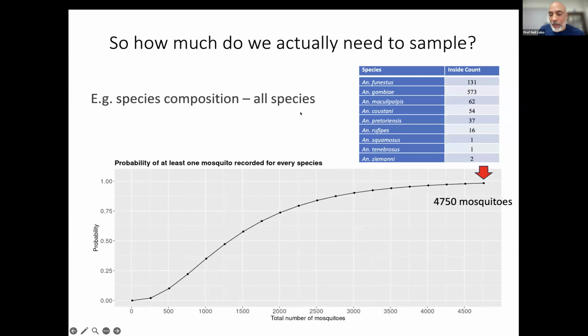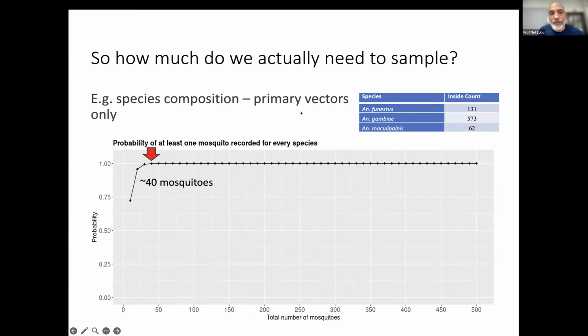However, if my question changes to, are my primary vectors there? To collect at least one of the primary vectors, which are Anopheles gambiae and Anopheles maculipalpis, we need to collect about 40 mosquitoes. This should give us good enough data, and this would be statistically significant. So you can see how, based on your question, you can sample differently to get the best data possible.